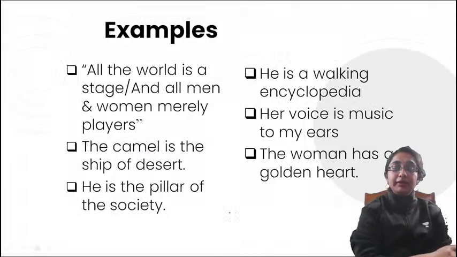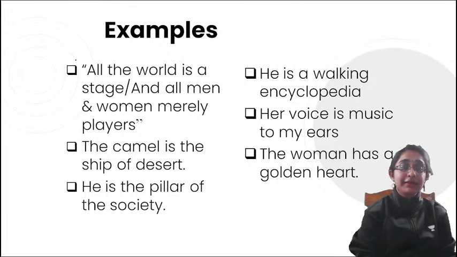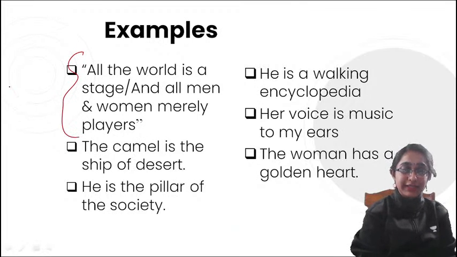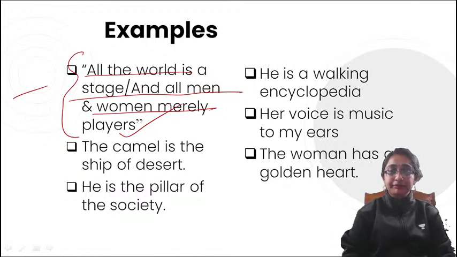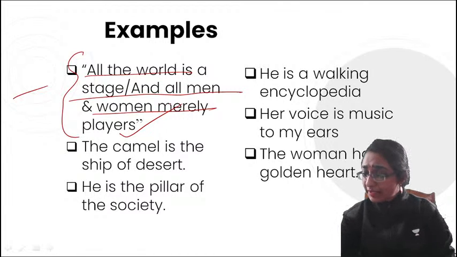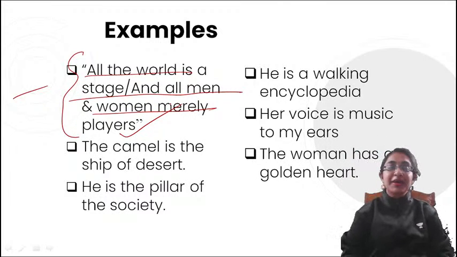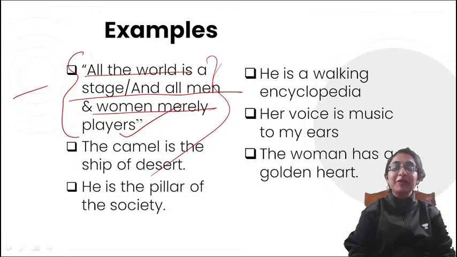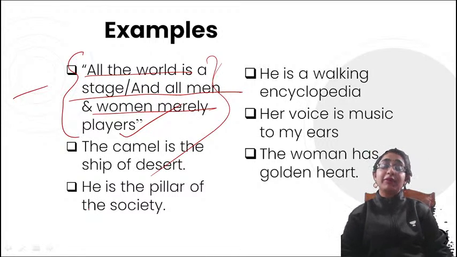Now, you will be given some examples. A very famous example, you all know the source of the text, As You Like It. Okay. All the world is a stage and all men and women merely players. Who said these words in As You Like It? You know who said these words? This is a line from As You Like It.